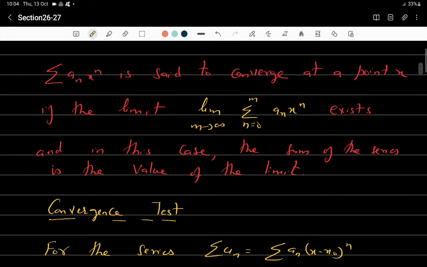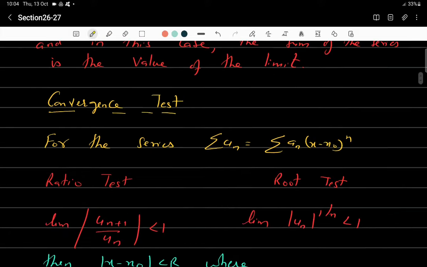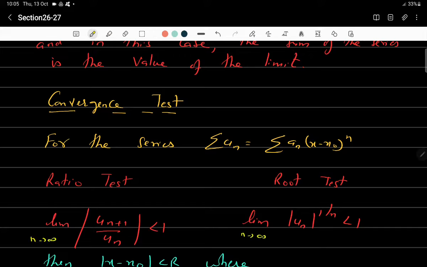Now for the convergence test, there are mainly two methods: one is the ratio test and one is the root test. I will explain them using examples, mainly the ratio test, which we use very often. For any series of the form summation u_n, which is summation a_n (x minus x naught) raised to the power n, the ratio test says we need to find the values of x for which the limit of u_(n+1) by u_n is less than 1. Those values of x are where the given series is convergent.